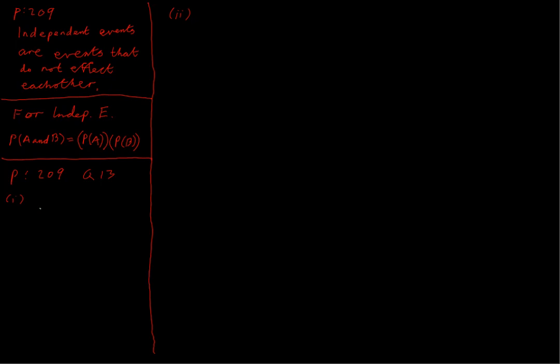Hello. Now, continuing our work in independent events, we're going to have a look at question 13. Question 13 is a very good question for showing you the different ways that they can use language in our exam questions. So a fair dice is thrown 3 times. Find the probability that there will be, part 1, no sixes.